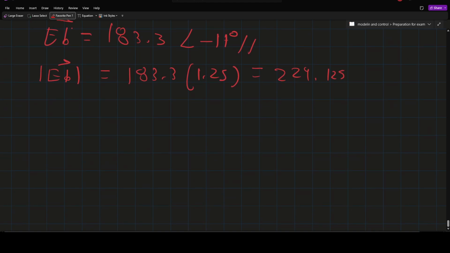Okay, now we know that our power, when we neglect our stator resistance, is equal to 3 Vs EV sine of psi over Xs.